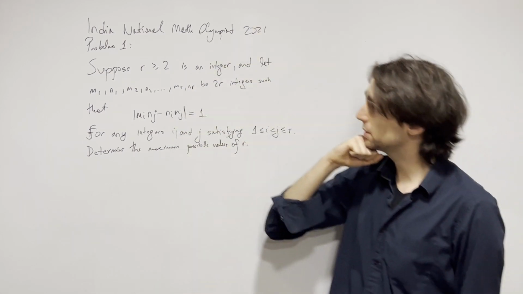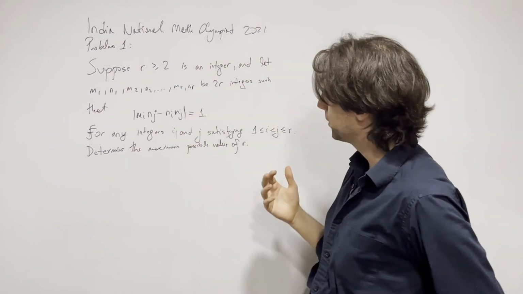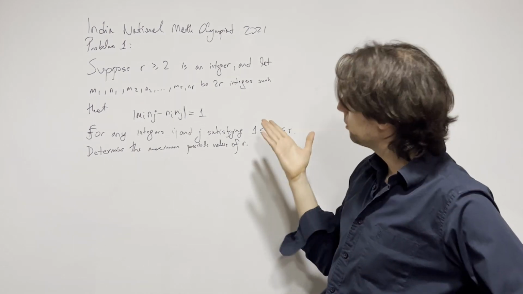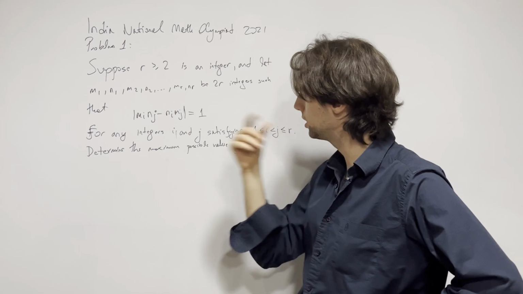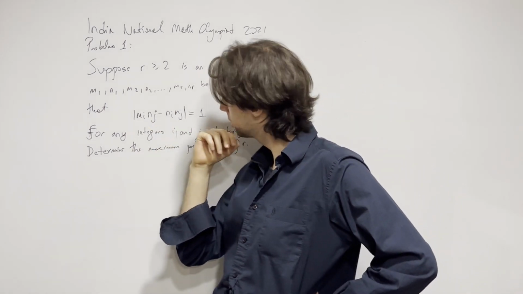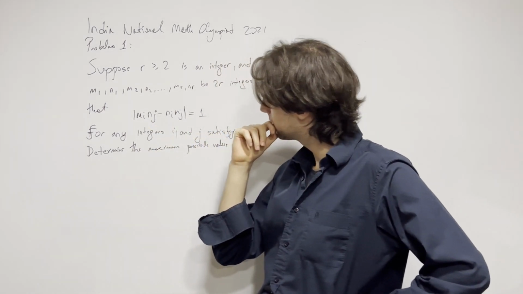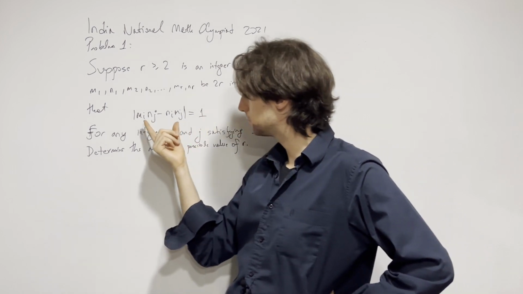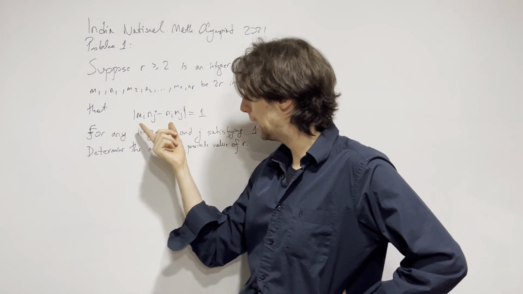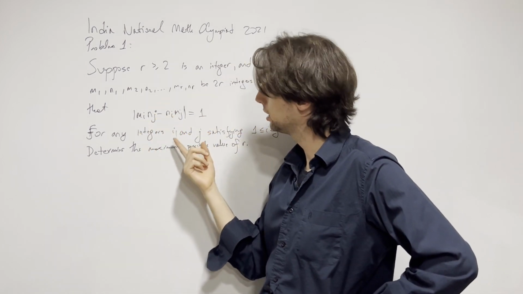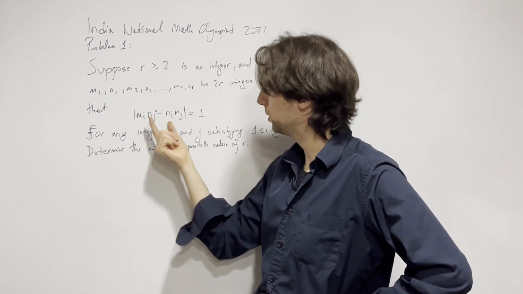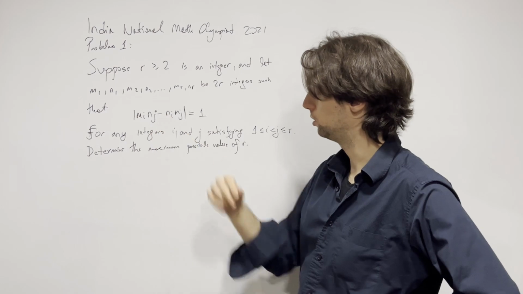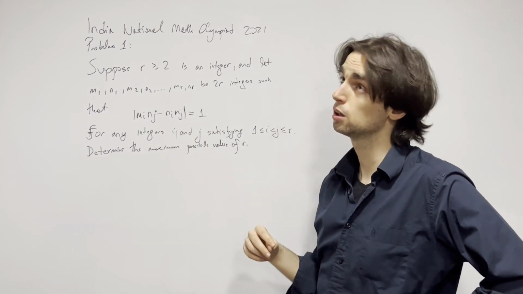So let's see what the problem is asking us. r is greater than or equal to 2, an integer. We have 2r integers such that this condition is true. If m_i is equal to m_j, then they have to be 1 or -1, and the difference between these two also has to be 1 or -1.